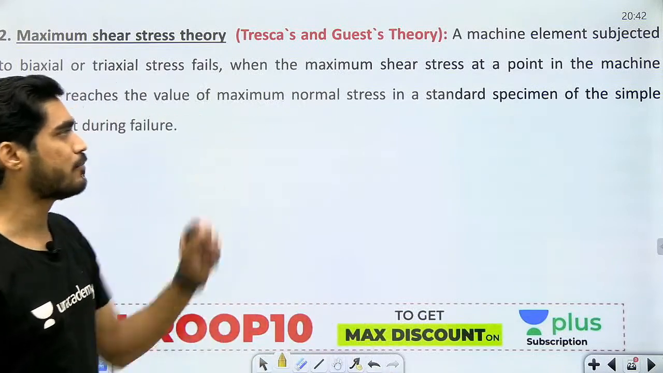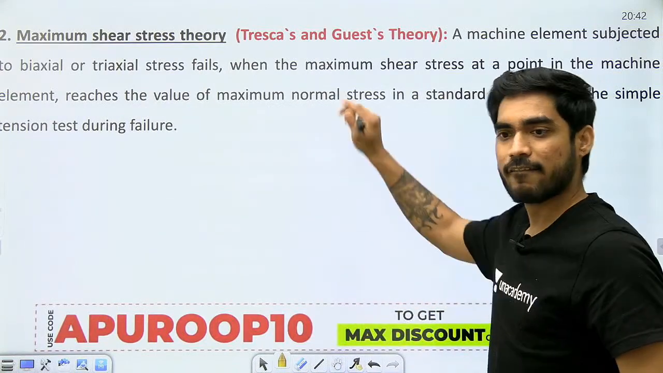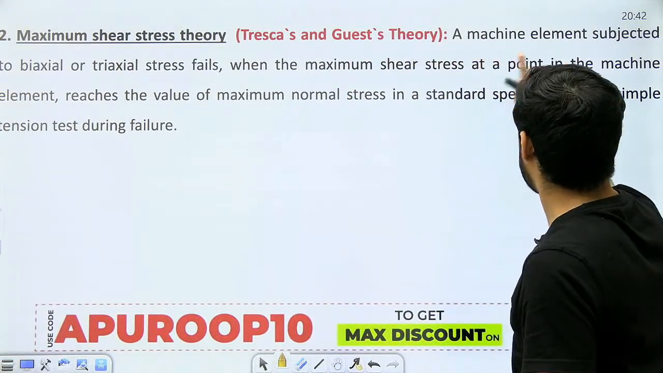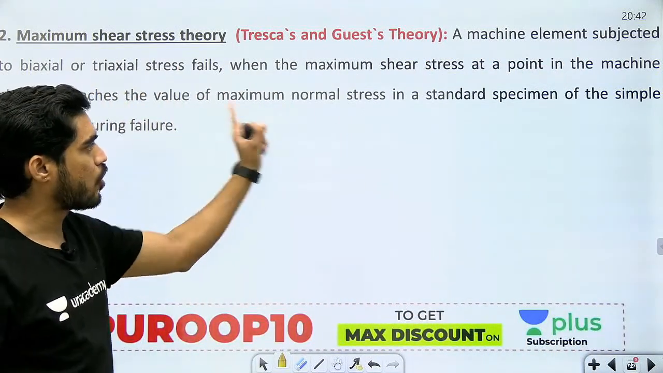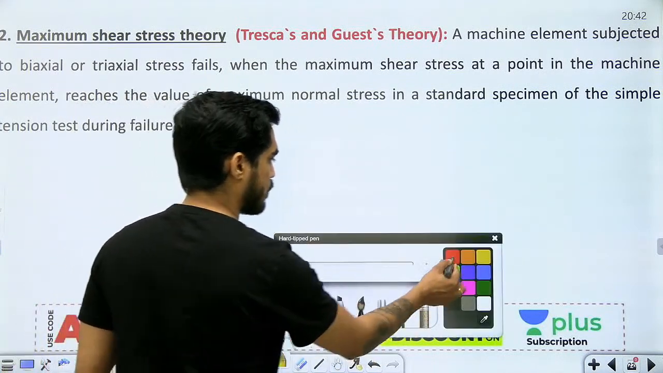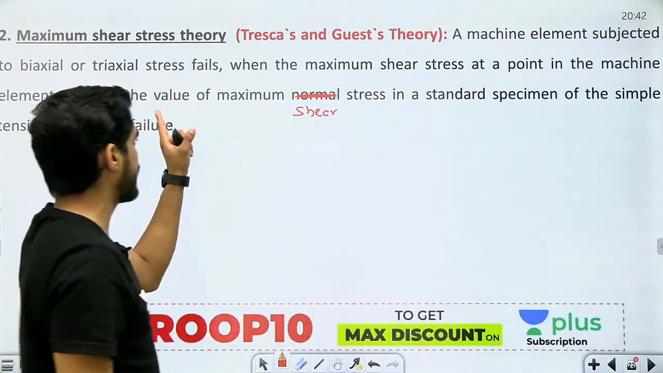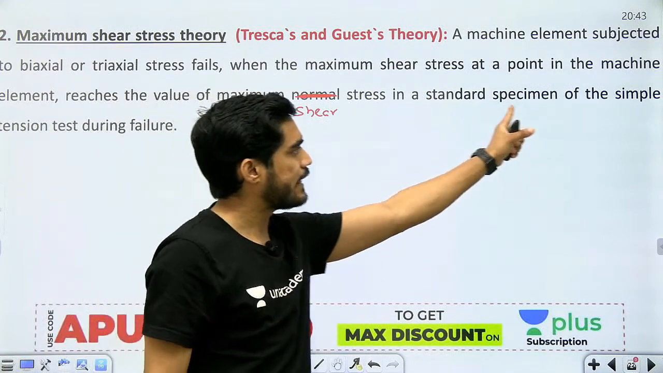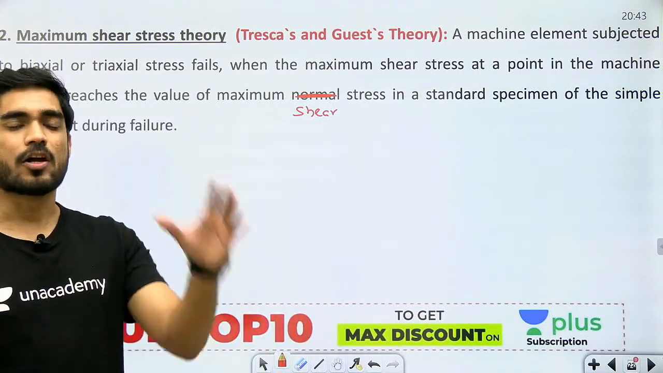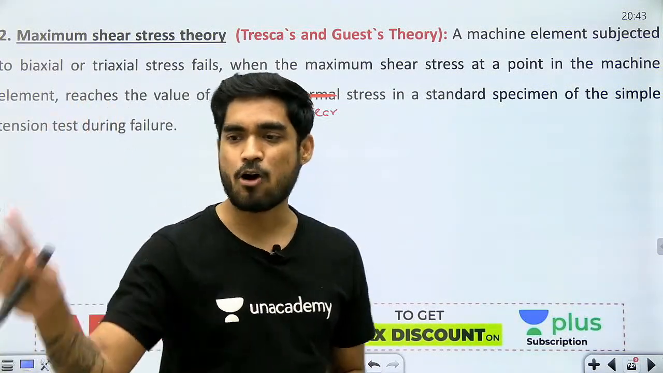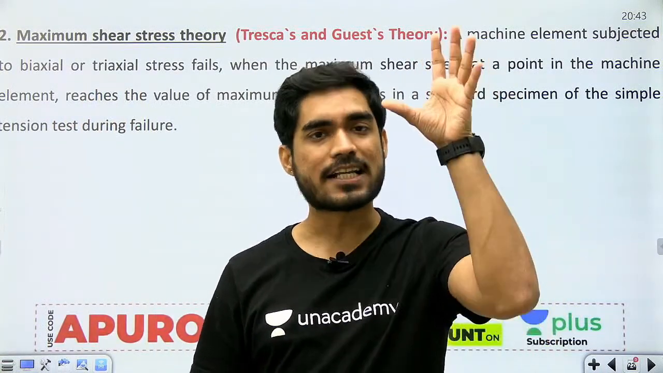So understand the statement. A machine element subjected to biaxial or triaxial stress fails when the maximum shear stress at a point in the machine element reaches the value of maximum normal stress. Sorry, यहाँ पे maximum shear stress होना चाहिए, normal stress लिखा गया है. This should be shear stress. It reaches the value of maximum shear stress in a standard specimen of the simple tension test during failure. मतलब कि your machine element is going to fail when the tau maximum of machine element will reach the value of tau maximum of the specimen.